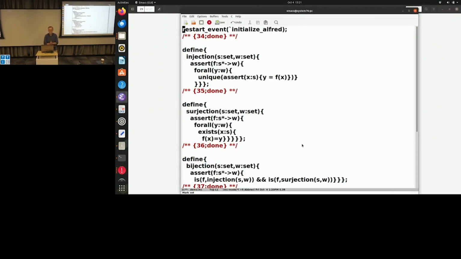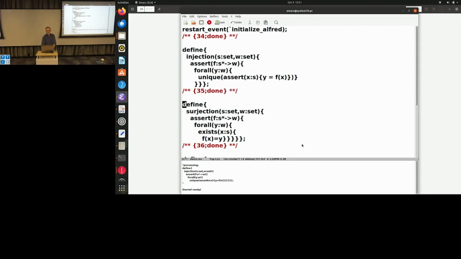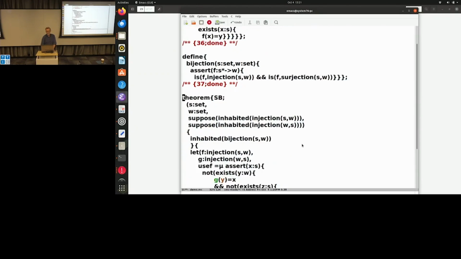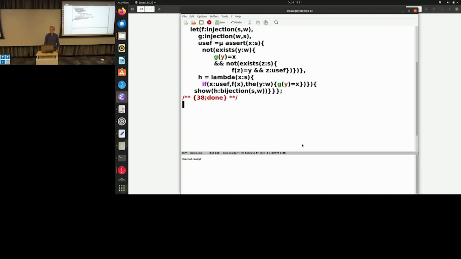My demo. I'm restarting this, so there's nothing in here except the foundations of mathematics. I've got about 15 primitives that define the foundations of mathematics. I define an injection: for every output value, there's at most one input value that maps to it. I define a surjection. I define a bijection. And I read the proof. That's my demo.